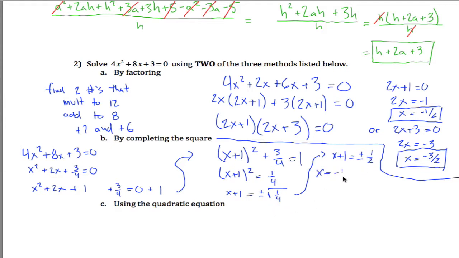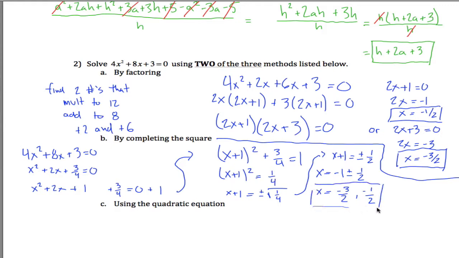So x is negative 1 plus or minus 1/2. So x is negative 1 minus 1/2 is negative 3/2. Negative 1 plus 1/2 is negative 1/2. So x is either negative 3/2 or negative 1/2, matches up with what we got there.